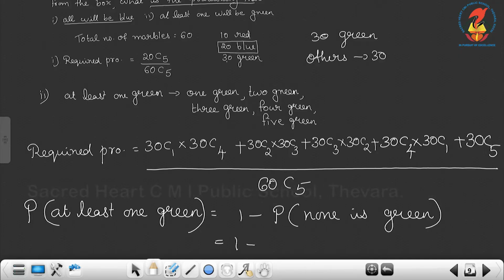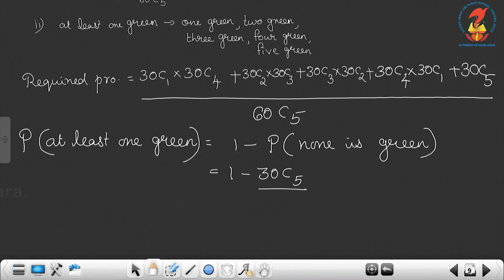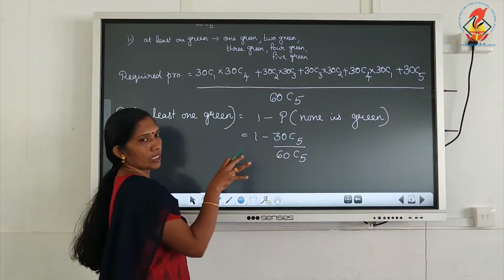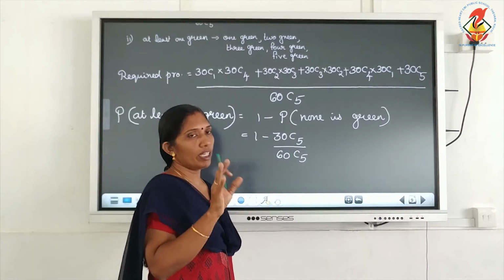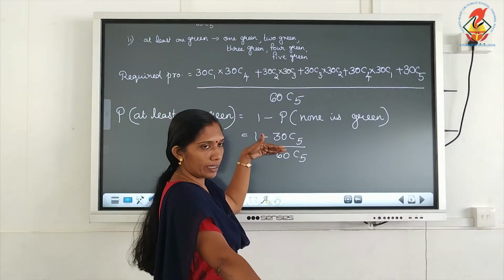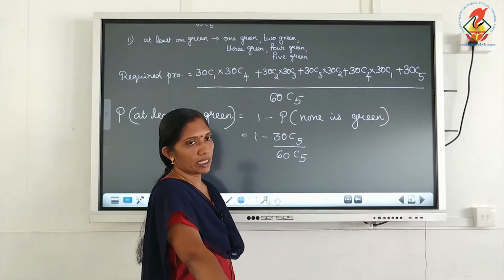So 1 minus. So, you have to concentrate on these red and blue. Total 30. From 30, we have to take 5 marbles. Then divided by, don't forget, 60 C5. Okay. So, this is the same as this, which is easy for you. That way you can do it, but writing this way is a little bit difficult. So, if the word at least is in the question, you can take its complement.